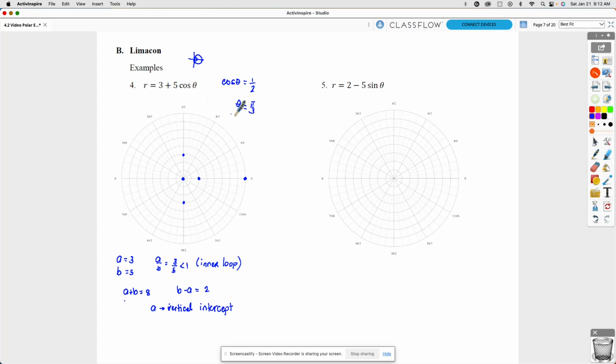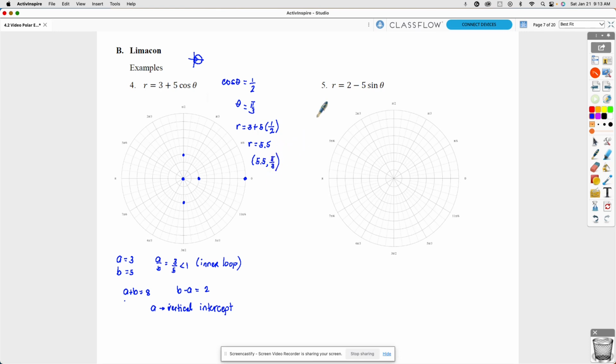So plugging this in here, we have r is equal to 3 plus 5 cosine pi over 3. Cosine pi over 3 is 1/2. And this would give us an r value of 2.5, 5.5. So we have this point. r is 5.5 when theta is pi over 3.